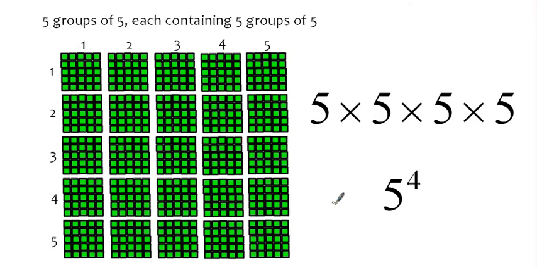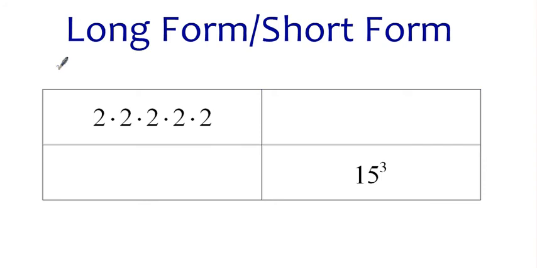Just a brief reminder of what powers really do: they represent groups of things. For instance, this diagram can be represented by the expression 5 to the fourth power. One skill that will be key in this discussion is being able to take a long form expression and write it in short form. 1, 2, 3, 4, 5 factors of 2 is represented by 2 to the fifth power. And going the other direction, if we take a short form expression like 15 to the third power, we should be able to write that out in long form with no difficulties.